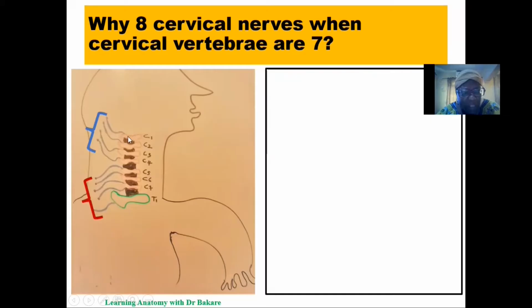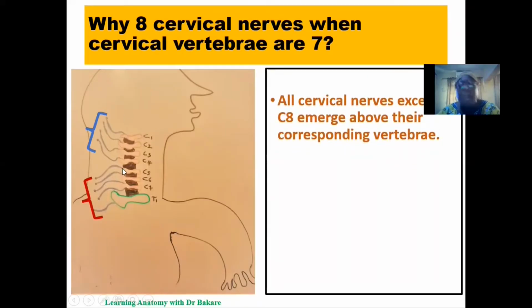If you look at the upper border of the first cervical vertebra, you see the first cervical spinal nerve emerging above the first cervical vertebra, and that is how it occurs down until it gets to the 7th cervical vertebra. The emergence of the 7th cervical spinal nerve is also above the 7th cervical vertebra. But we need to have the emergence of the 8th cervical spinal nerve, and that emerges below the 7th cervical vertebra. So you have all cervical spinal nerves emerging above the corresponding named cervical vertebra.